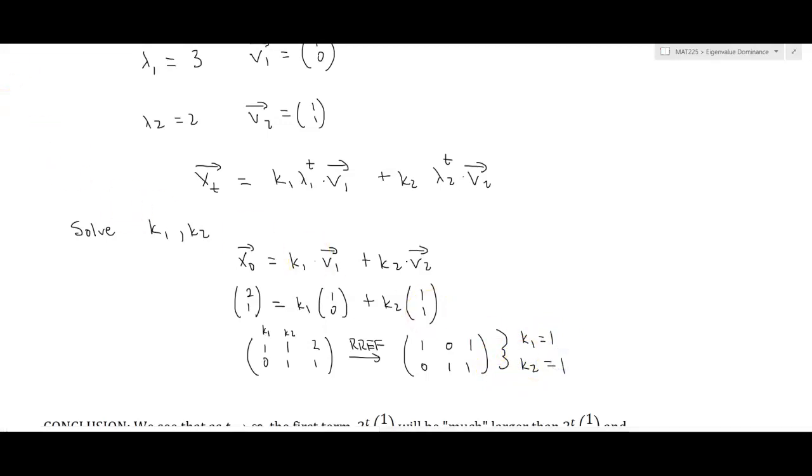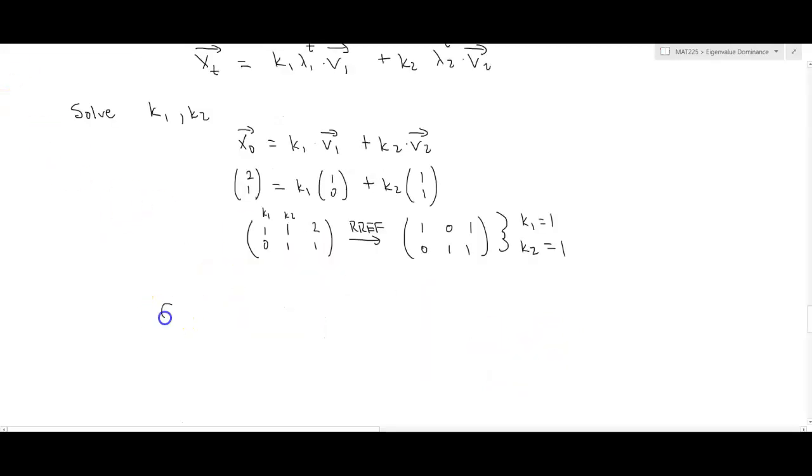Let's check our work. As a check, we want to verify that if I take k1 times v1, which is (1, 0), plus k2 times v2, I do get the initial state vector. You can see that these are linearly independent because (1, 0) and (1, 1) are not scalar multiples of each other. So this will produce 1 times (1, 0) plus 1 times (1, 1). That will give me my initial vector x naught, which is exactly what I set out to solve.